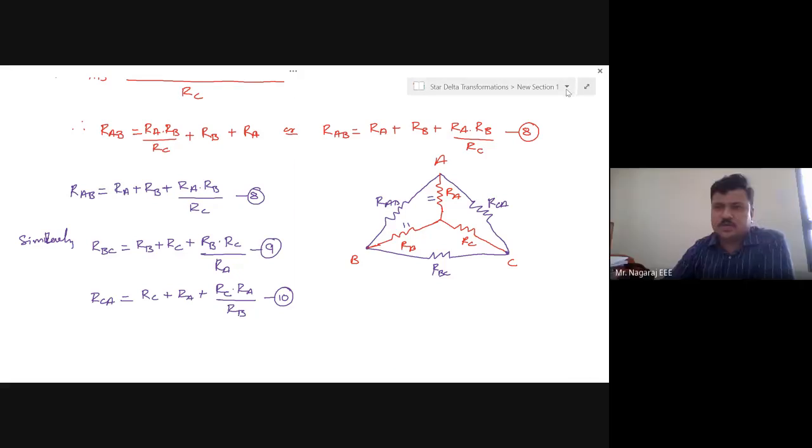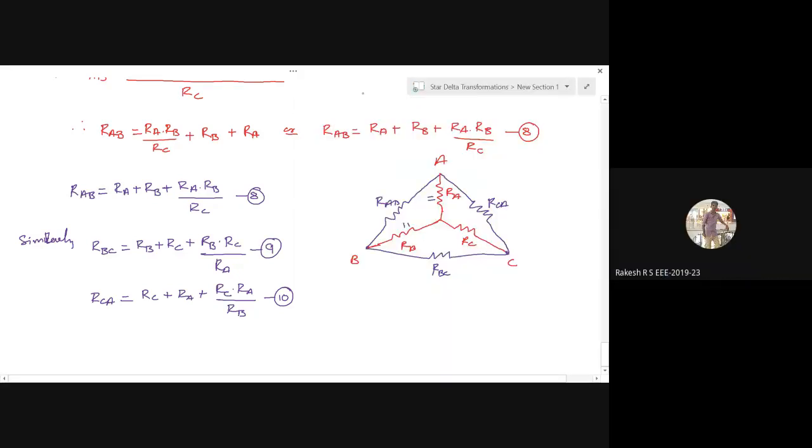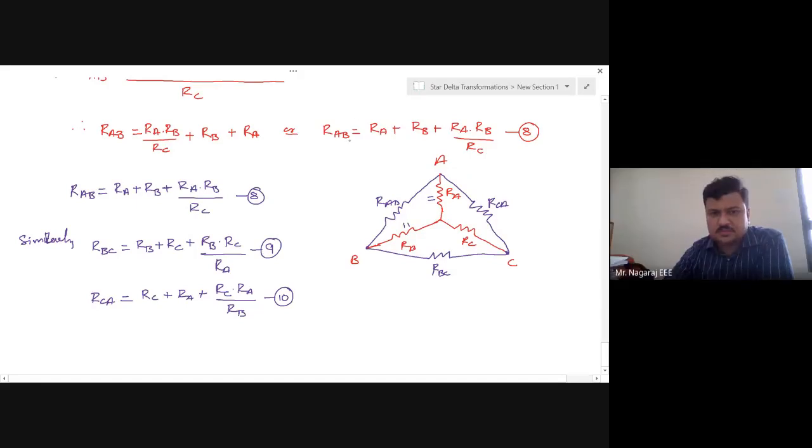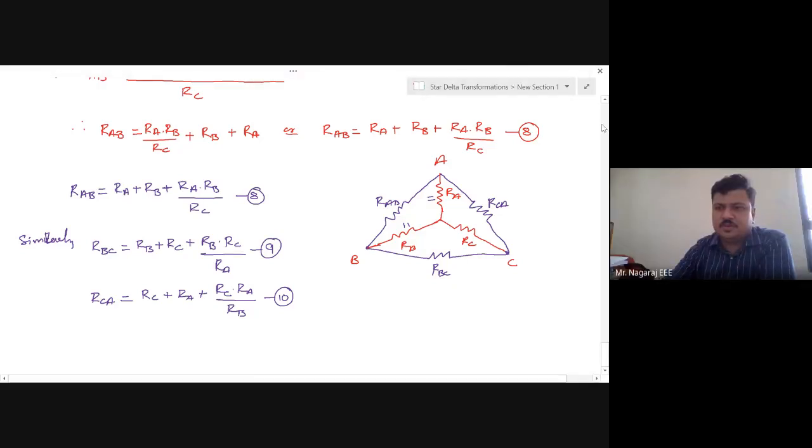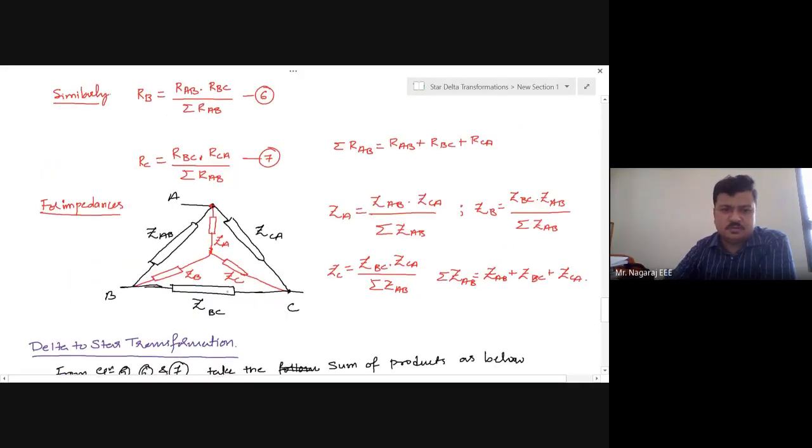Sir, this is star to delta transformation, no, sir? Yes. But earlier you took delta to star. No, no, in between there is, oh, again this I took. Sorry for that. Star to delta transformation. Sorry.